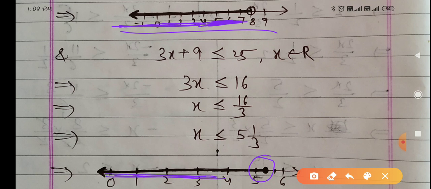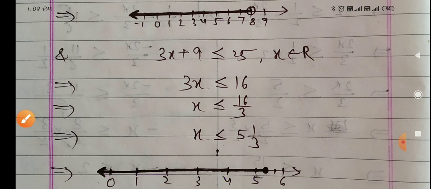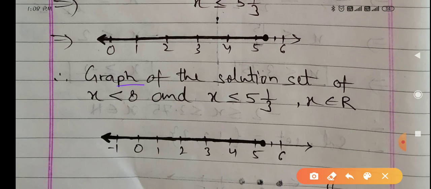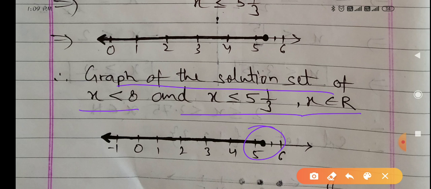You can see on the first number line 5 whole 1 upon 3, and the portion less than 5 whole 1 upon 3 is darkened, and on the second number line it is also darkened. So the common portion is the graph of the solution set of x is less than 8 and x is less than or equal to 5 whole 1 upon 3, x belongs to real numbers. At 5 whole 1 upon 3 there is a dark circle, and the full portion before 5 whole 1 upon 3 you have to darken with an arrow. So this is the solution of this type of question.